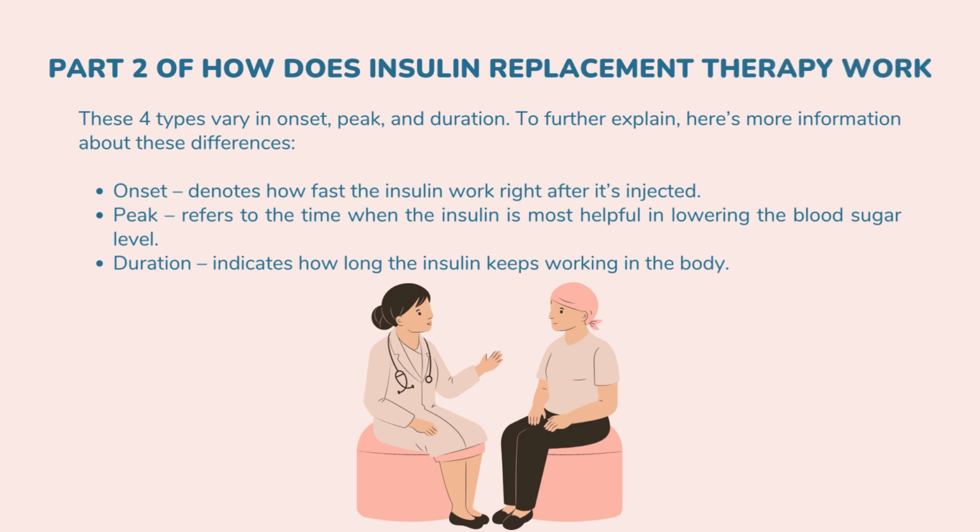Part 2 of how does insulin replacement therapy work. These four types vary in onset, peak, and duration. To further explain, here's more information about these differences. First, onset denotes how fast the insulin works right after it's injected. Second, peak refers to the time when the insulin is most helpful in lowering the blood sugar level. Third, duration indicates how long the insulin keeps working in the body.